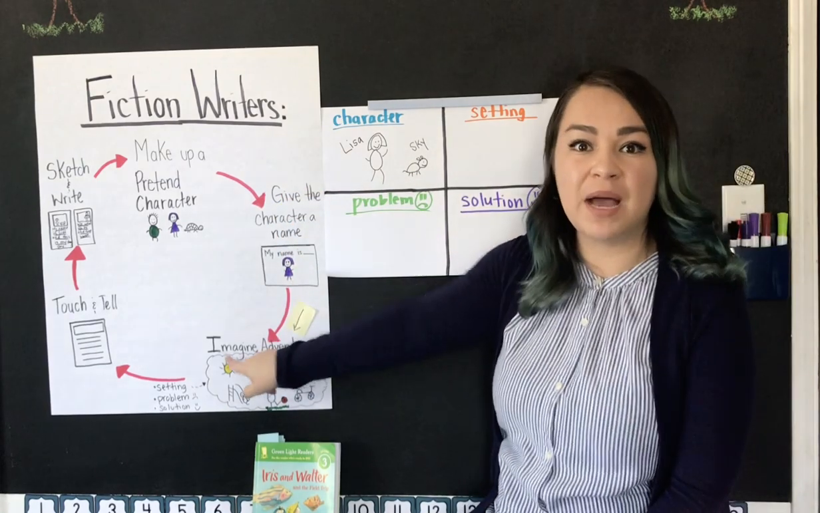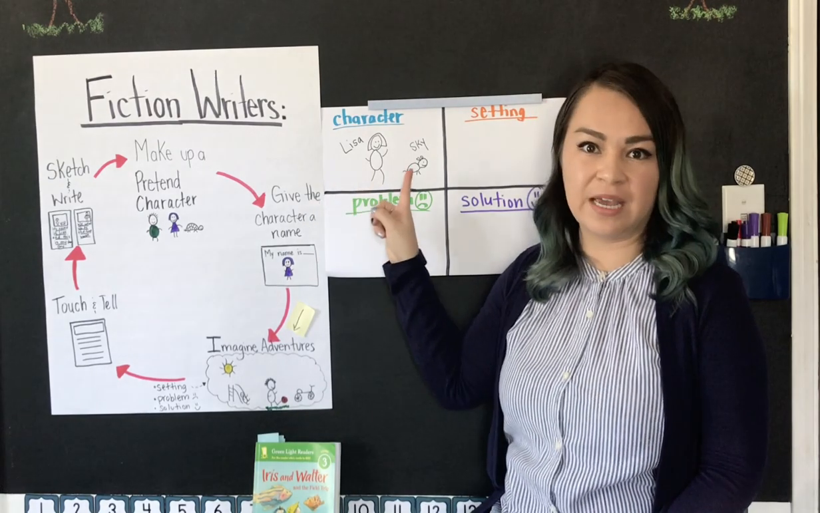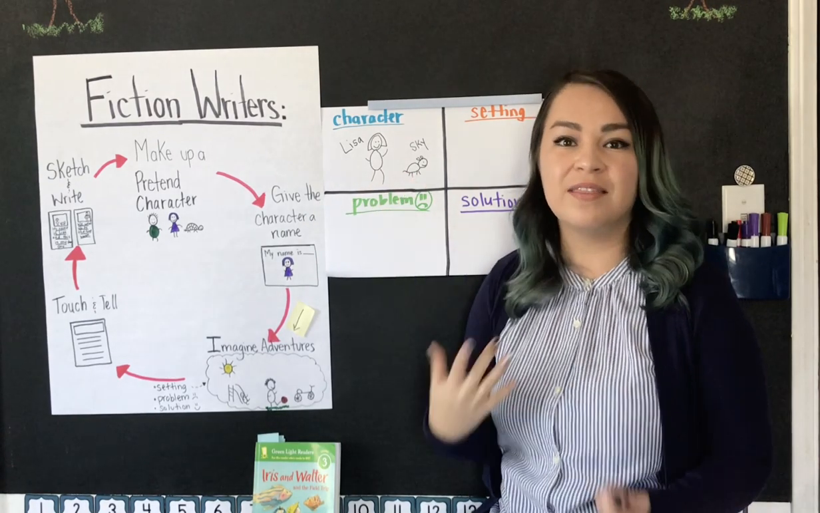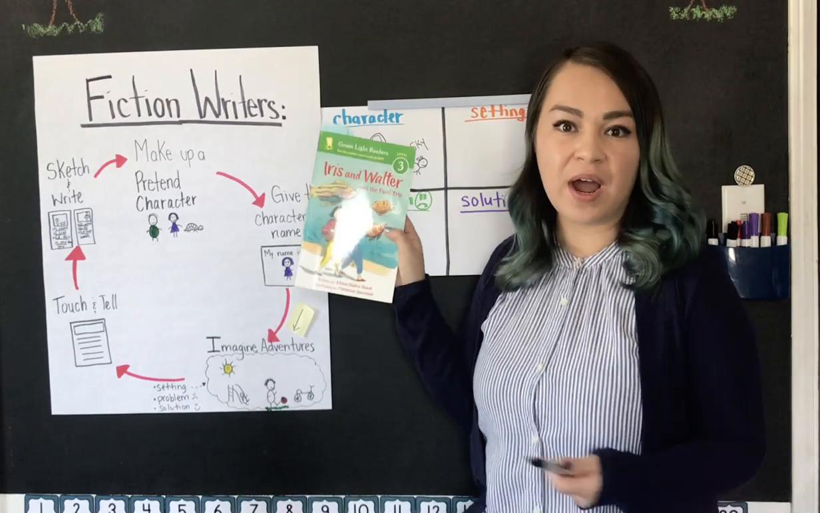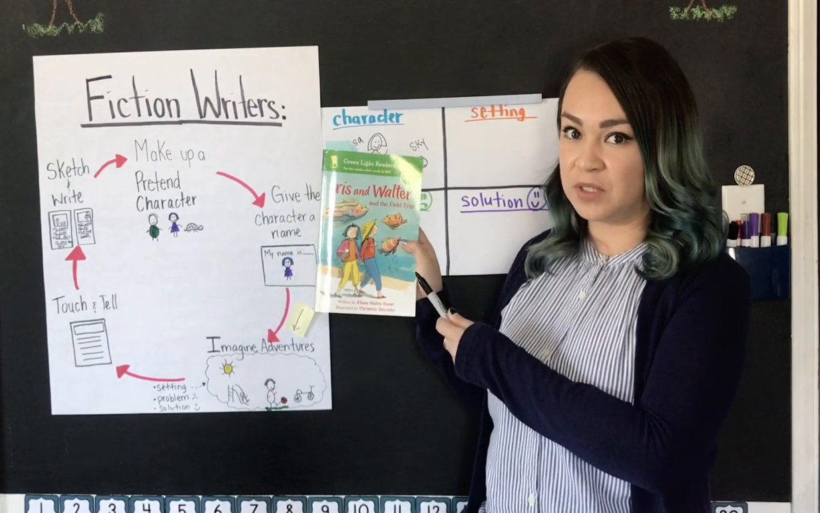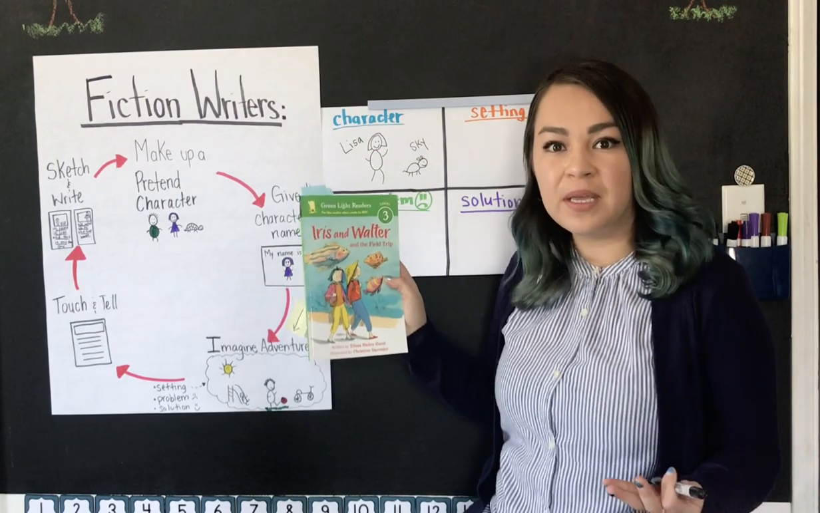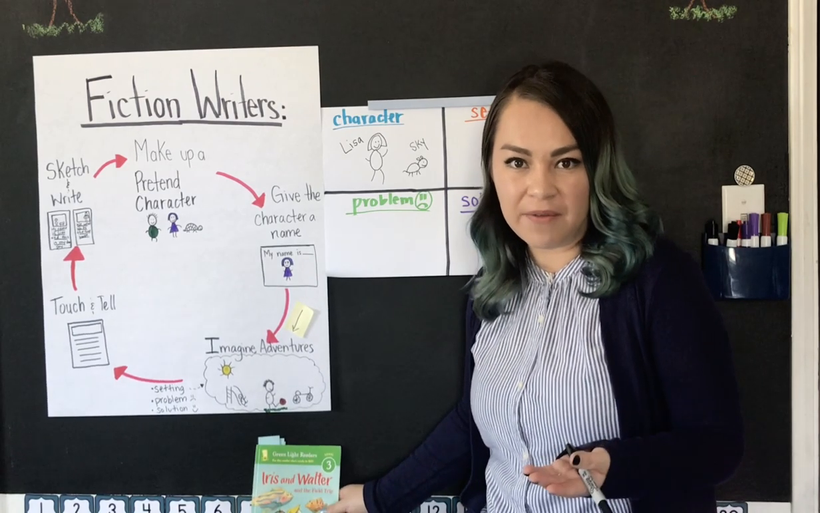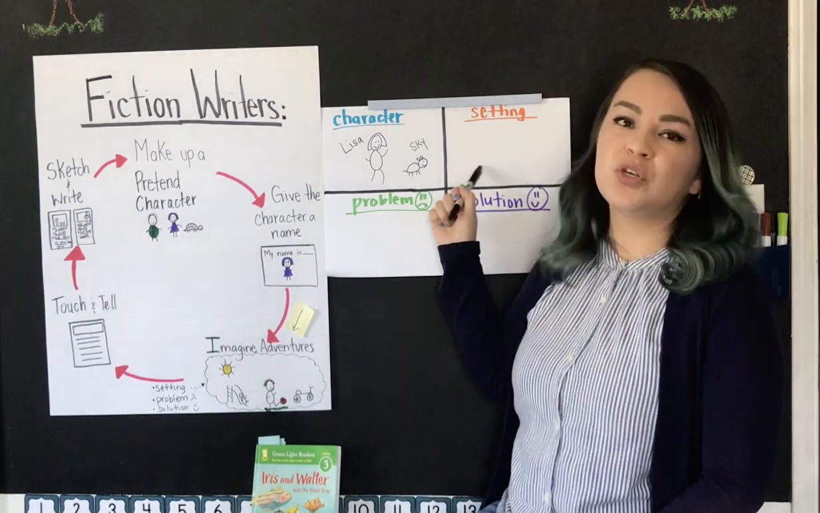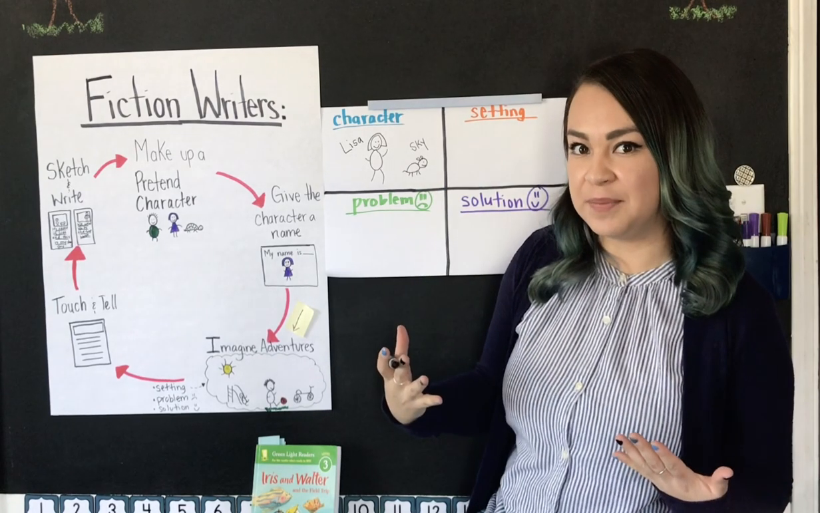Next, we have to imagine adventures. Now that we have our character, Lisa, and our other character, Sky, they need to go on adventures. The first adventure for Iris and Walter was going on a field trip. So these adventures have to be realistic. They need to be adventures that people might really go on, even if they haven't gone on before. So you need to pick a place, a setting. Where is your first adventure going to be?